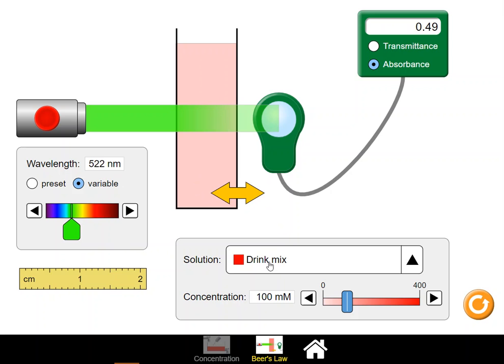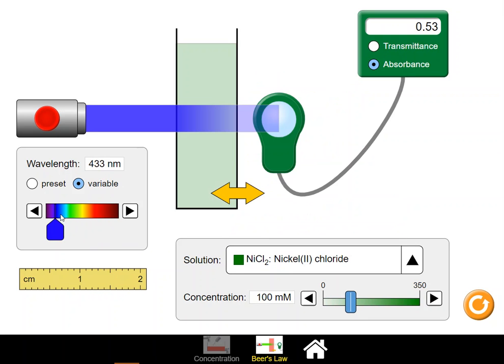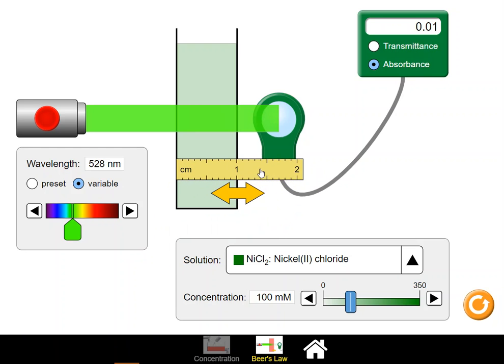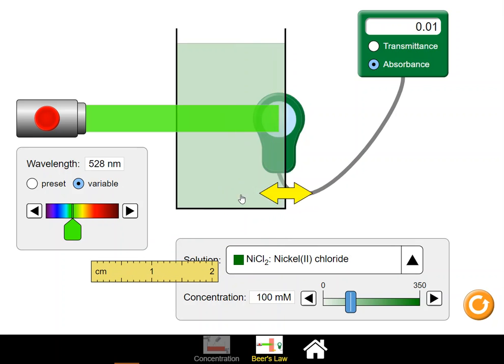This is a red mixture. If we change this to a green and we put it on green, we're going to see that we have basically no absorbance. We can measure the size of our path length. So right now it's 1 centimeter. We can make it bigger or smaller.